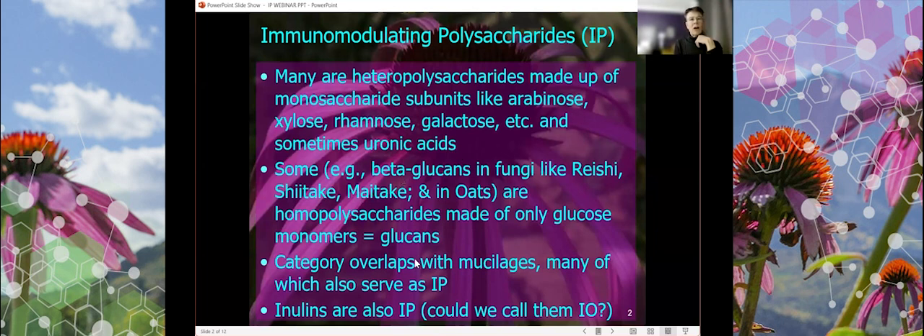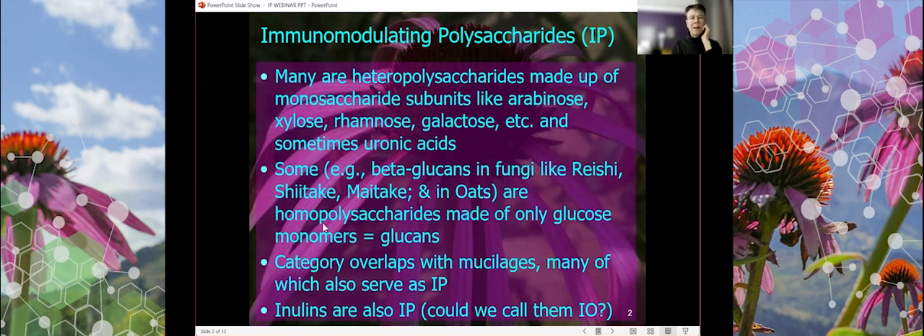When we're talking about mucilages and inulins, we are also talking about immunomodulating polysaccharides, right? Because immunomodulating polysaccharides is sort of a human-referential name for these compounds. That doesn't tell you about their structure or their phytochemical categorization. What it tells you is that these are polysaccharides that have an effect on our immune systems, right?